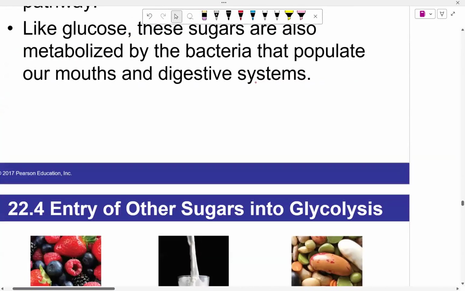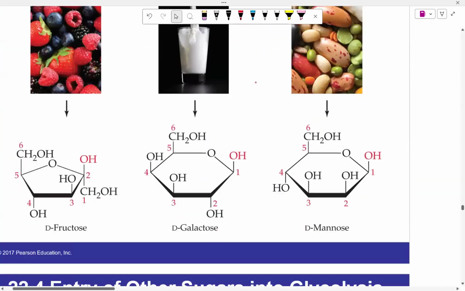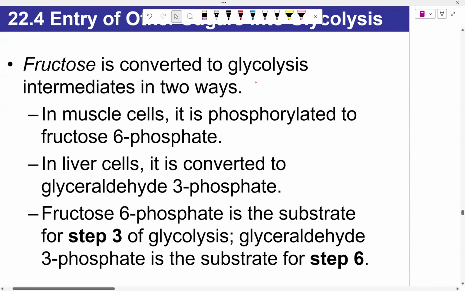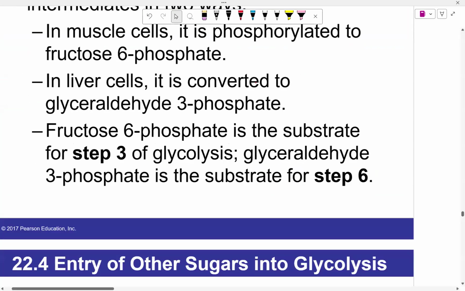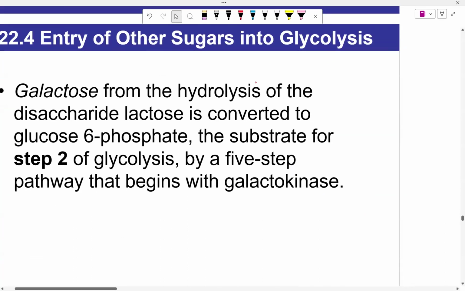Where they come in is the step where the 6-phosphoglucose is converted to fructose, and that's where the fructose comes in. Same with the galactose. The galactose comes in a little higher than the fructose.